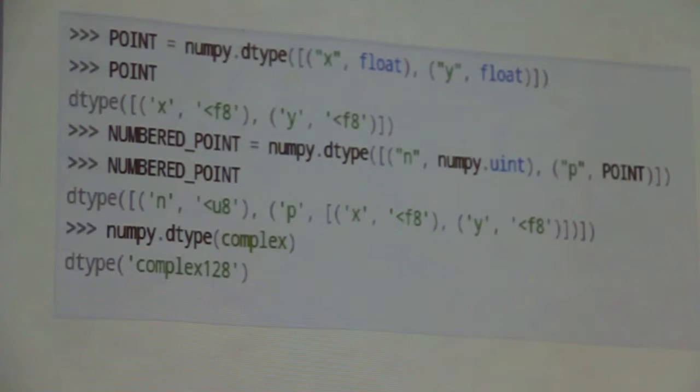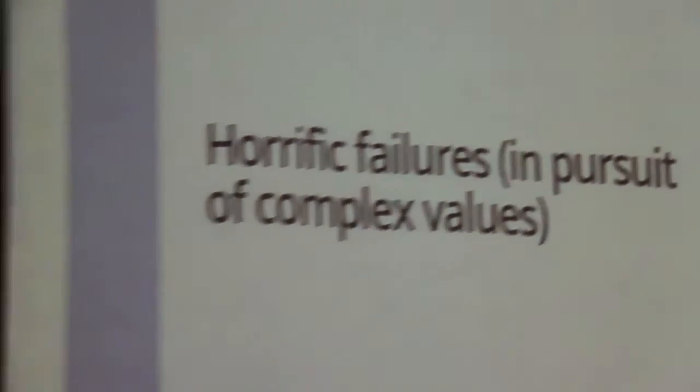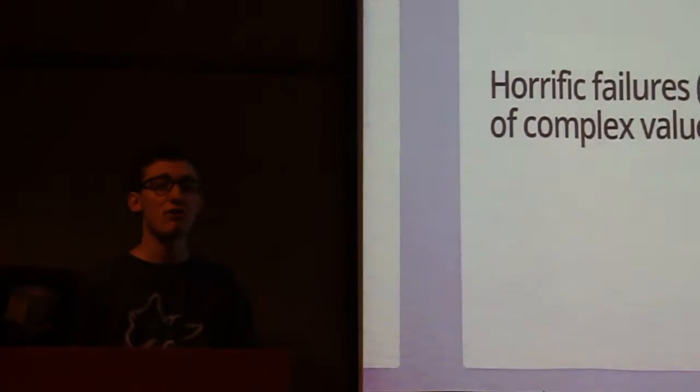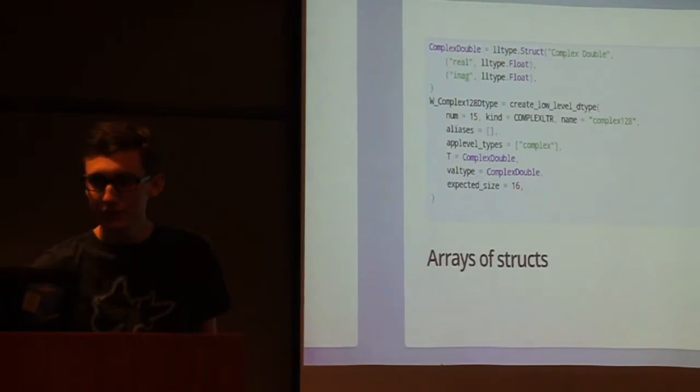So we have a point data type. And then we can create another data type that uses that. So we can start nesting these things. We have complex data types, so it's both a real and an integer part. And this is where the rails start to come off the track. The train comes off the rail. And so this semester there were a number of horrific failures in pursuit of implementing these complex values.